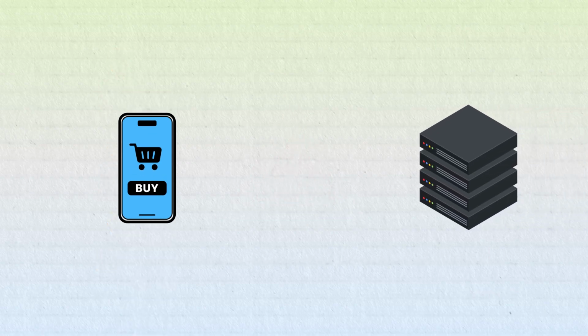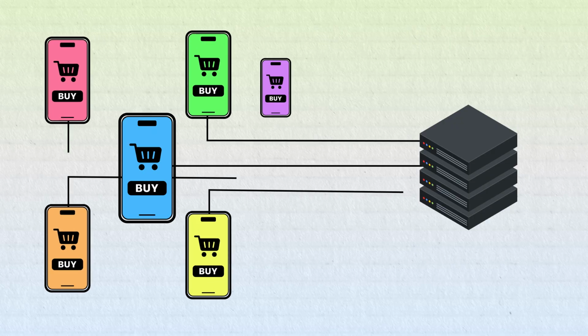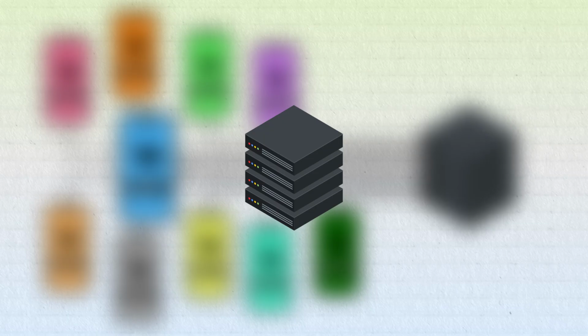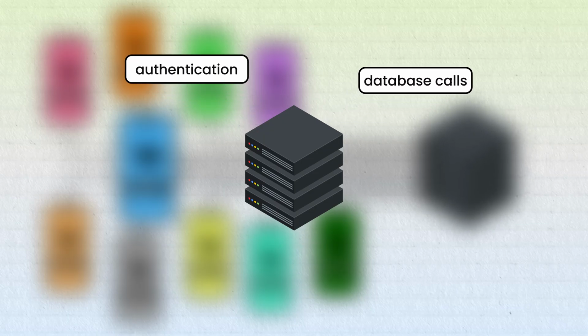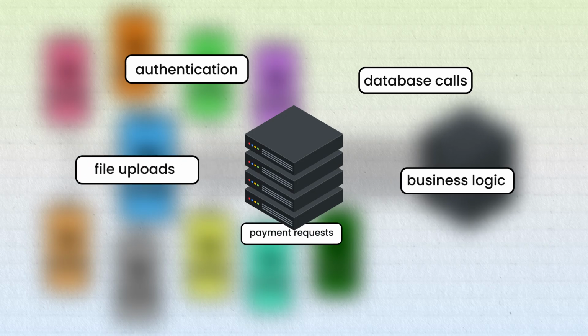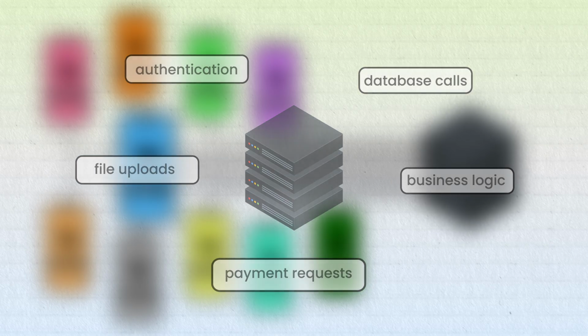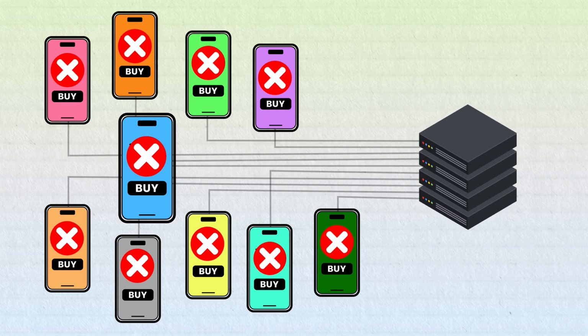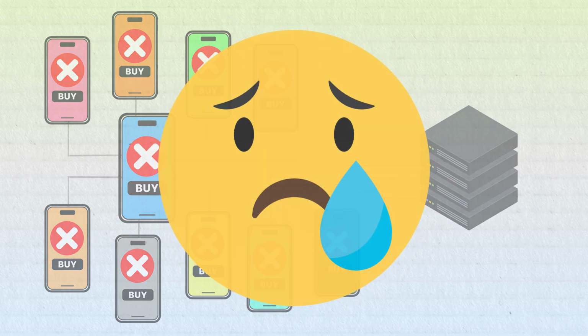Imagine your app is an online store. A user opens a mobile app, the app calls your backend. Now imagine thousands of users doing that at the same time. If all requests go to one Spring Boot instance, that one server has to handle everything: database calls, authentication, business logic, file uploads, payment requests, and more. At some point, the server says, I can't handle this anymore. The response becomes slow. Some users get errors, some requests time out, and eventually your app feels broken.